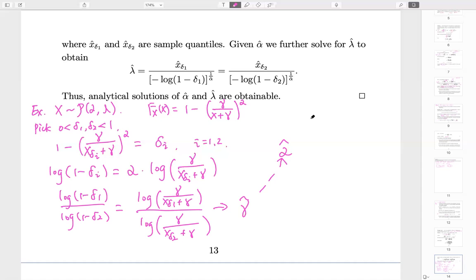Okay, that is the first part of section 12. So I will end here. In the next video, we will learn maximum likelihood estimation.